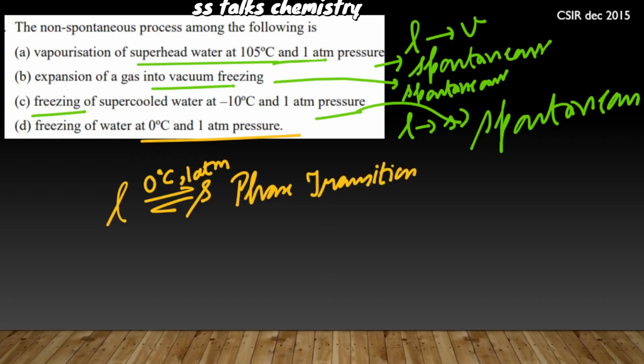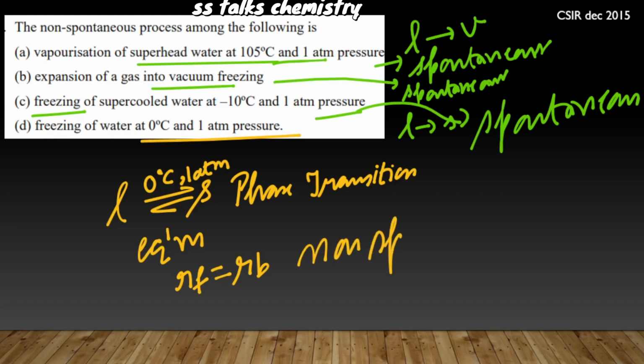So here equilibrium is present. That means the rate of forward reaction is equal to the rate of backward reaction. It is not going to be a spontaneous process, right? Because equilibrium is there, it is non-spontaneous. That means in a particular direction the reaction is not continuing on its own, right? So we were to choose the non-spontaneous only. So option D is the right answer in this case.